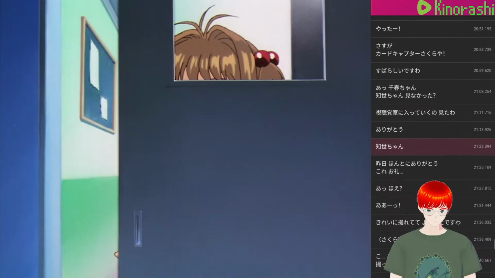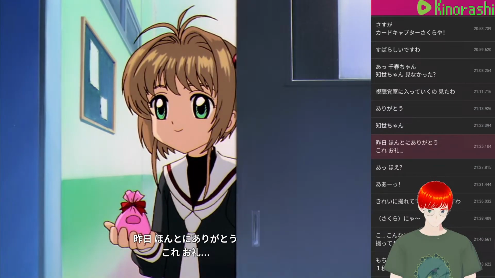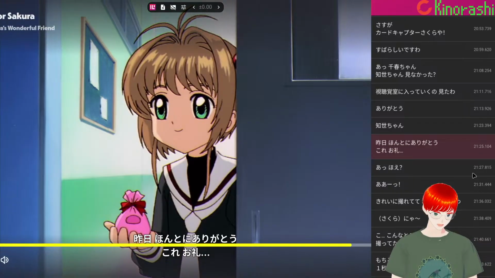本当 is true, and so 本当に is truly. Like in English, when you want to say something like this is really, but in Japanese they tend to say truly instead of really. So, 昨日本当にありがとう, or for yesterday, thank you truly.